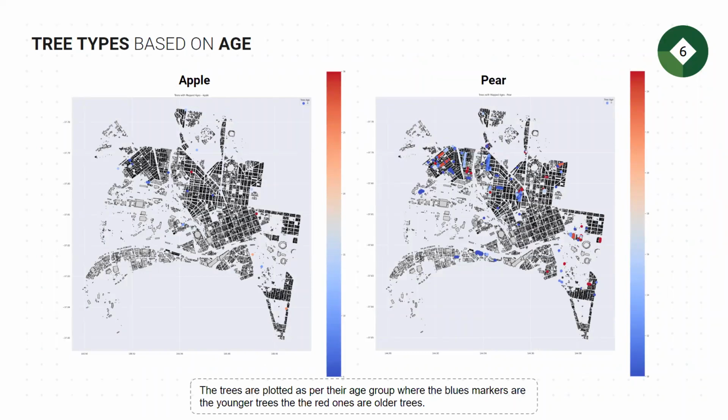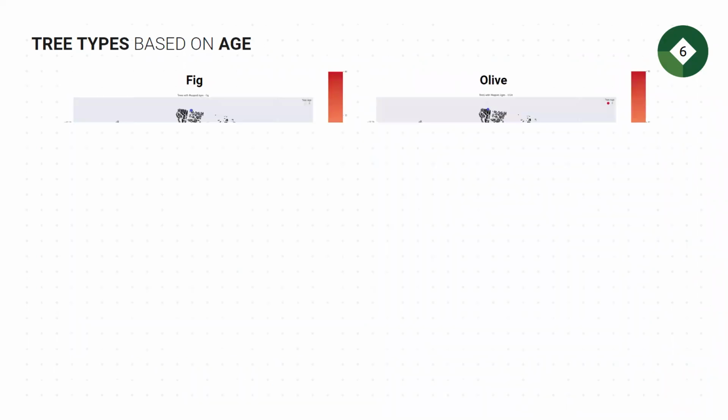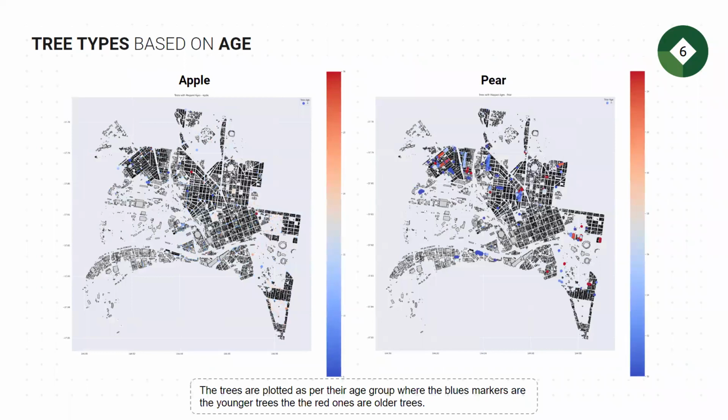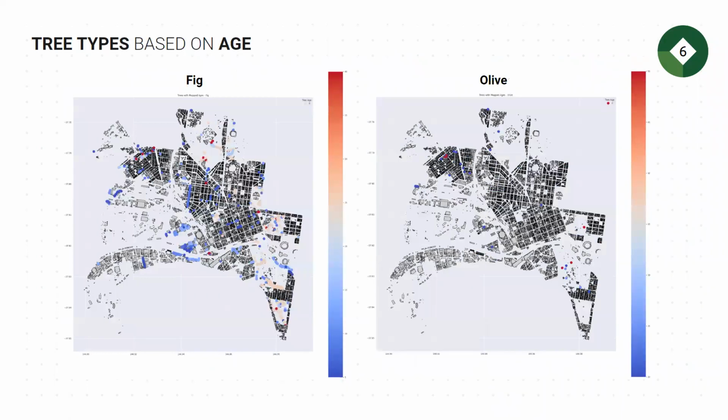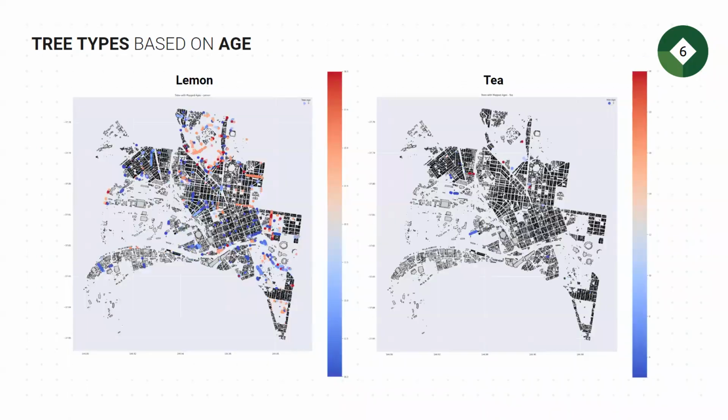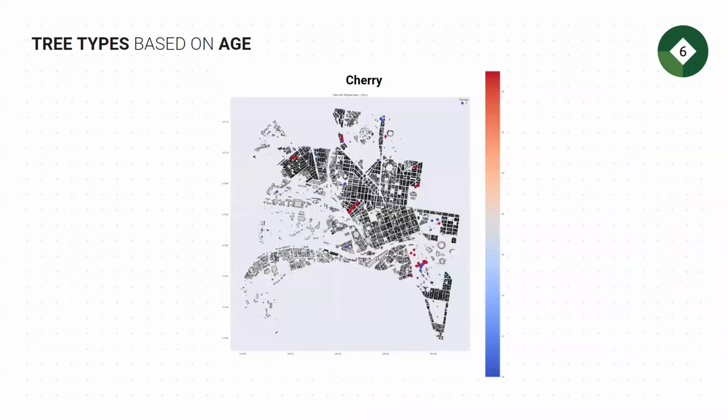Here we have located the trees in the city of Melbourne based on their age group. The trees are plotted as per the age group, where the blue markers are the younger trees and the red ones are the older trees. So this is for apple and pear, fig and olive, lemon, tea, and cherries.